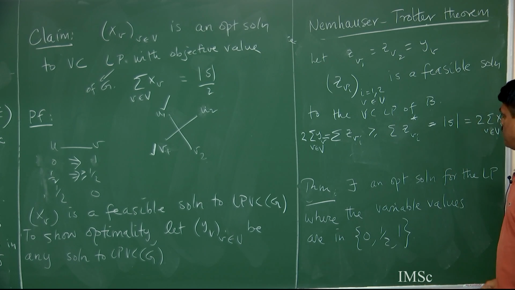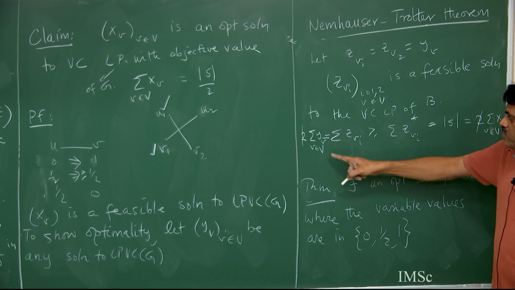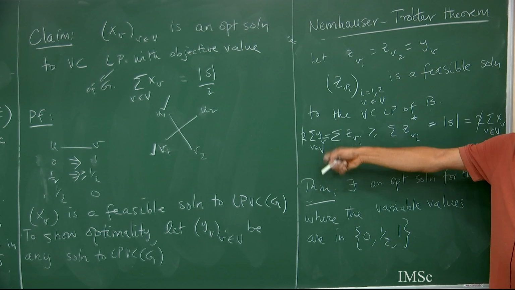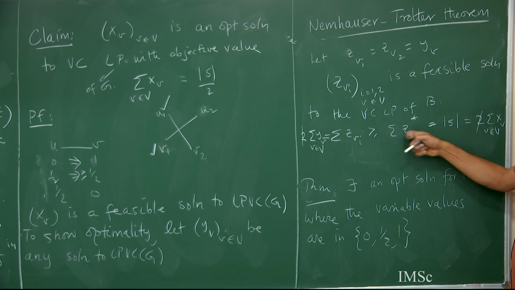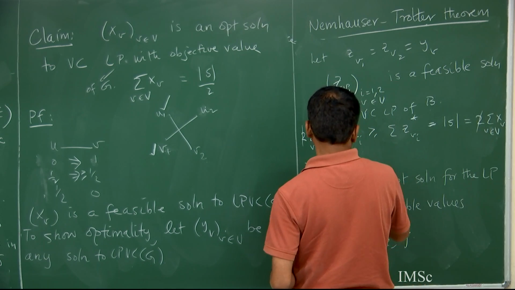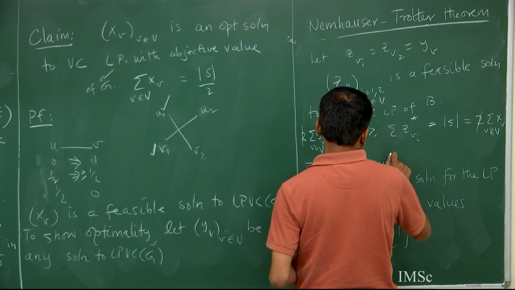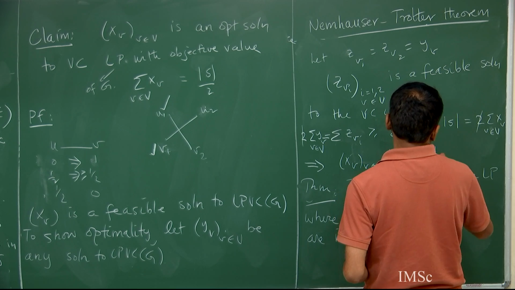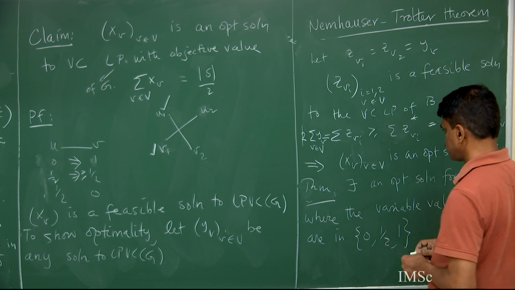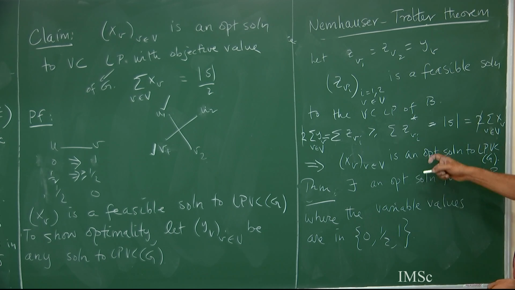So what have I shown? If you cancel this 2, for any optimum solution to the LP, YVs, their sum, which is the objective value, is greater than or equal to the XV I generated. So XV is the optimum, right? So this implies it's an optimum solution to LP vertex cover of G, which in turn proves this theorem.